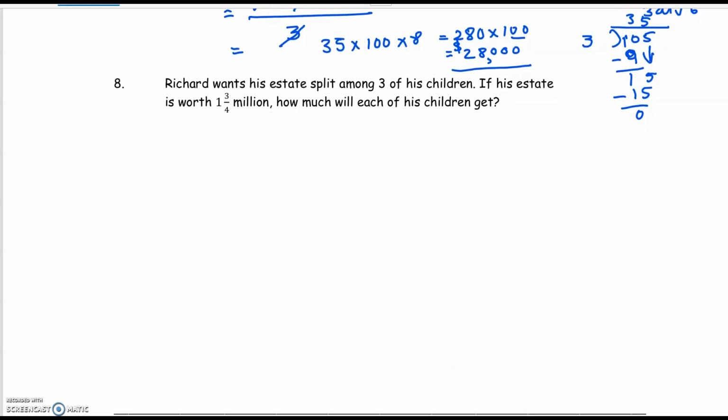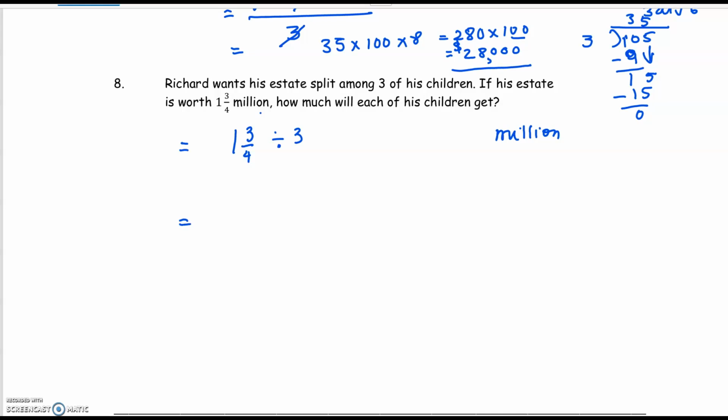So Richard wants his estate split among 3 of his children. If his estate is worth 1 3/4, how much will each of his children get? So basically you're saying divide 1 3/4 of a million. Remember that we're counting money in millions. Divide it into 3 parts and each one gets a part.